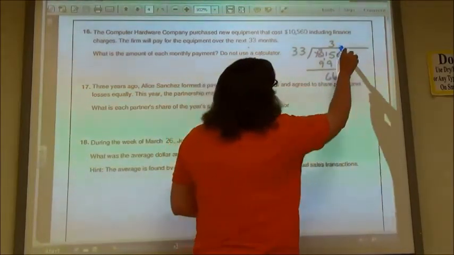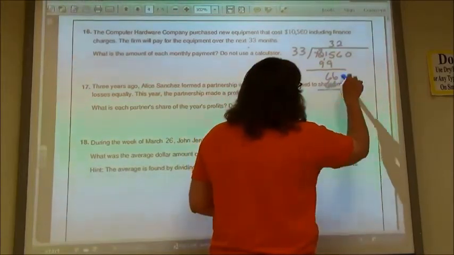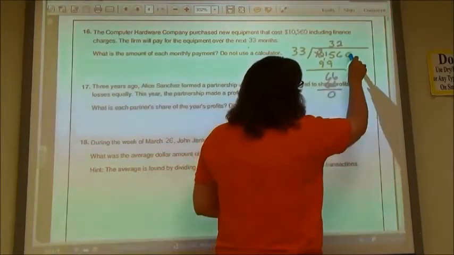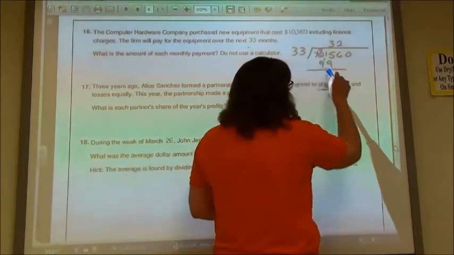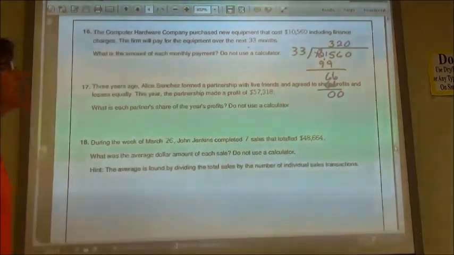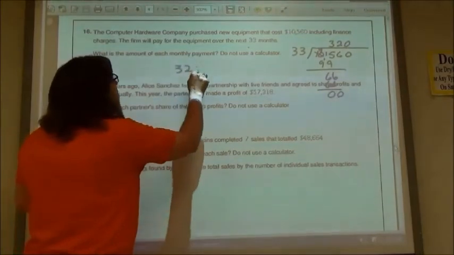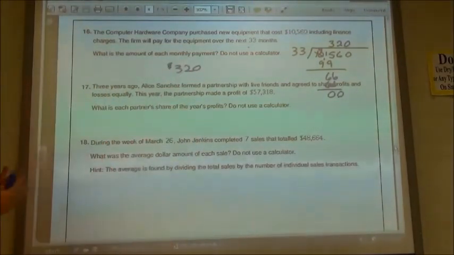33 goes into 66 2 times. 2 times 33 is 66. I get a remainder of 0, but I still have that 0. 33 goes into 0 0 times, so don't forget to put that in there. So 33 into 10,560 is 320 times.